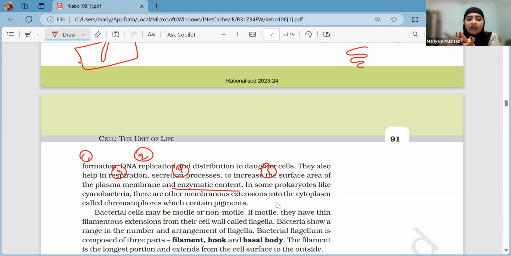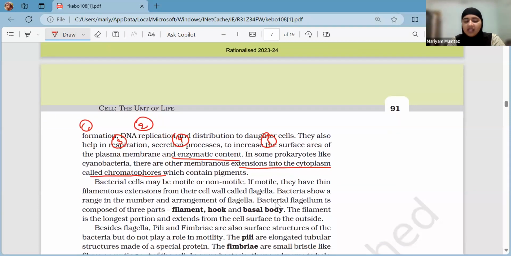Now, in some prokaryotes like cyanobacteria, there are other membranous extensions into the cytoplasm which are known as chromatophores. Again, the membrane extension which contains the pigment will be known as chromatophores. They will also have other functions, but they will be extensions of the membrane only. We are talking about the extension of the plasma membrane. Clear? Any doubts up till now?